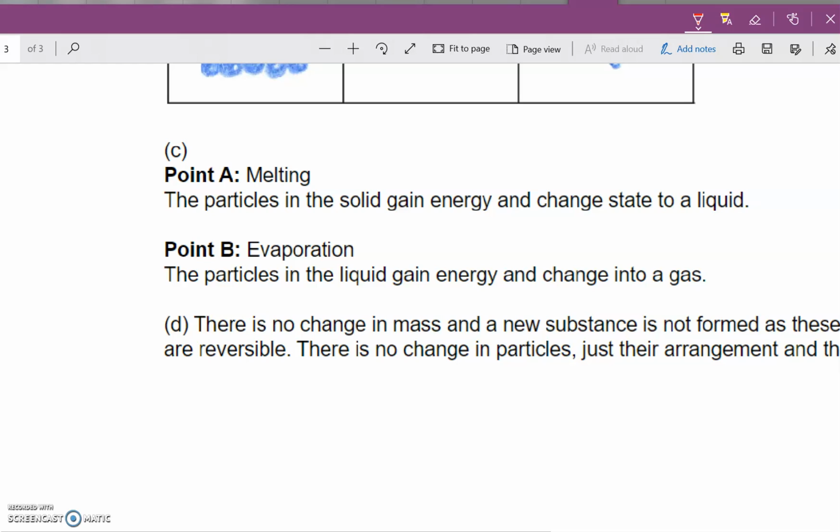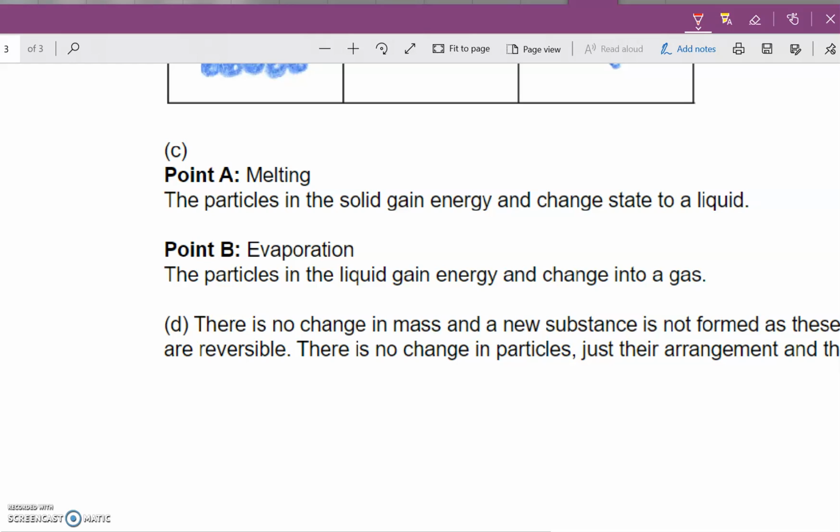So if you look at your diagram, A is where it's going from a solid to a liquid. So we call it the latent heat of fusion. So basically, it's the energy going in to change all of the ice into liquid water before the temperature actually starts to increase again. So that point A is just melting.